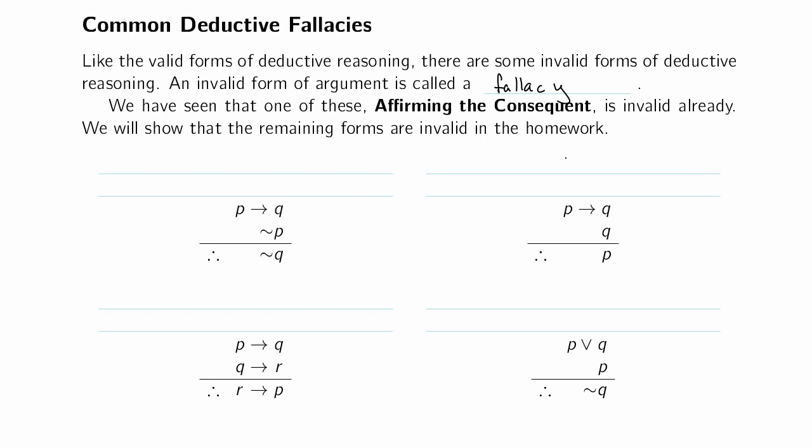Now, we've already seen one of these. It was affirming the consequent. That's this one. The rest of these can be shown to be invalid in exactly the same way, and you will see those as well as you are working on the homework.